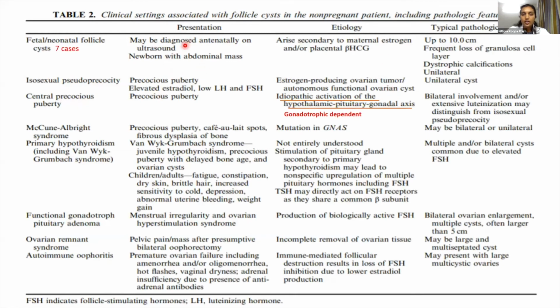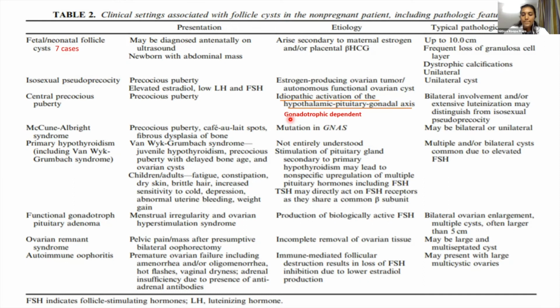So this is the table showing the follicle cyst in non-pregnant cases. Here you can see the 7 cases of neonatal follicle cyst. The etiology is either due to estrogen or placental beta HCG. Now, 9 cases included the prepubertal group, that is 1 to 9 years, with clinical settings of isosexual pseudoprecocity, McCune-Albright syndrome, and primary hypothyroidism. These 3 entities are the cause of pseudopuberty. They are gonadotropin independent, whereas central precocious puberty is gonadotropin dependent.